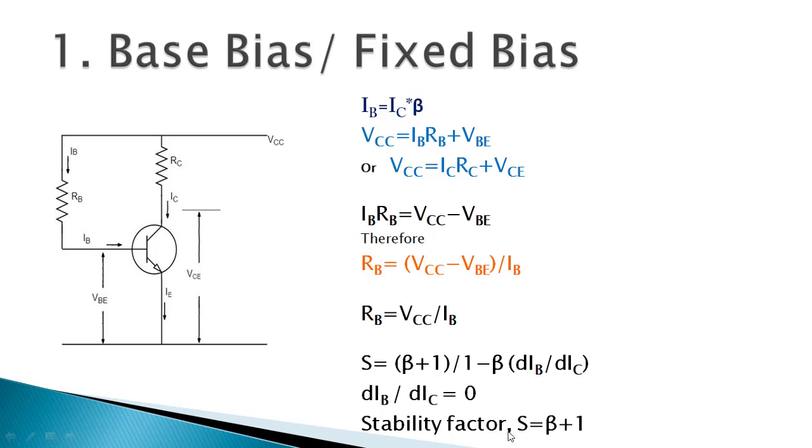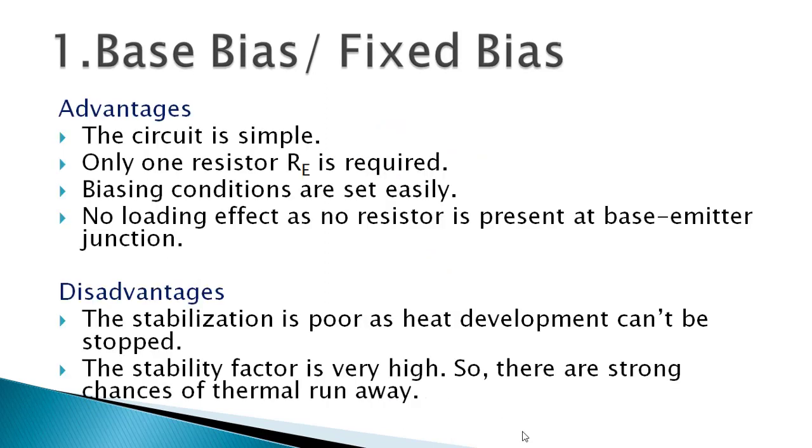So the stability factor S is equal to beta plus 1. We are already aware that the beta value ranges from 100 to 500, so the stability factor will be very high, which means poor stability. The advantages and disadvantages of base bias are listed here. The advantage is a simple circuit, but the disadvantage is poor stability. The S value ranges from beta plus 1.